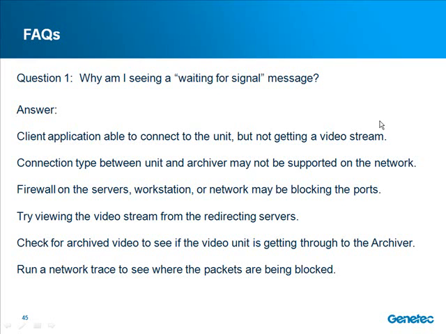Similarly, you can look for archive video for that camera to see if the stream is getting through to the archiver. If it's not recording, you can always try to manually record for a minute. This way we can see at what step in the redirection process the video is not getting through. Worst comes to worst, you can run a network trace to find out where the packets are stopping.